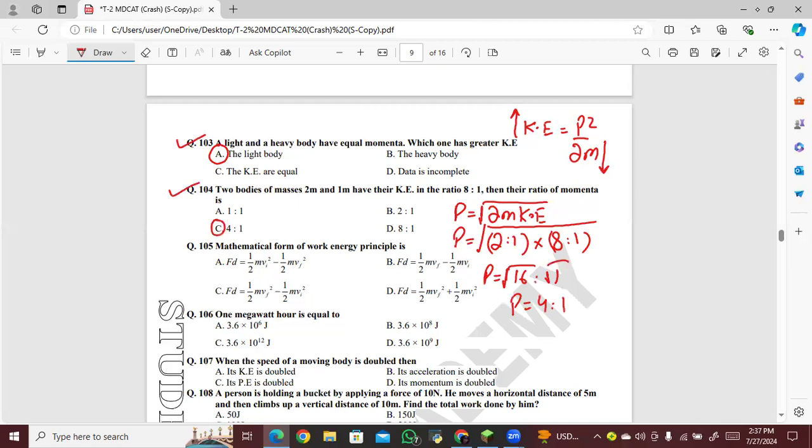105. Mathematical form of work energy principle is work done equal change in kinetic energy. So it's FD equal 1 by 2 mvf square minus 1 by 2 mvi square. C is the right option. Work done equal change in kinetic energy. This is the work energy principle.